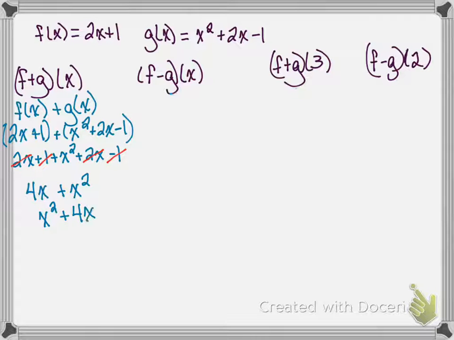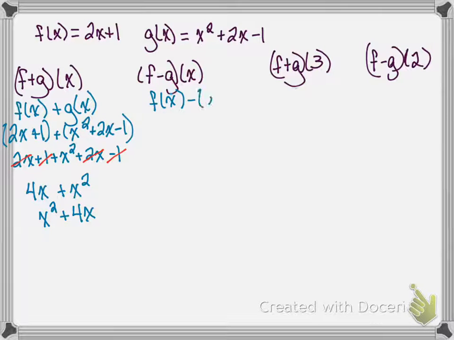Okay? That's just kind of how we write it. Mathematicians way smarter than me said, this is going to be how we write it. Now, I don't want you to think that 4x plus x squared is wrong, because it's not. It's not incorrect.